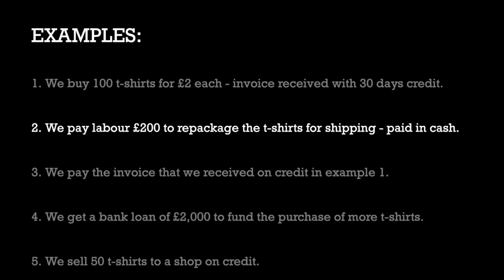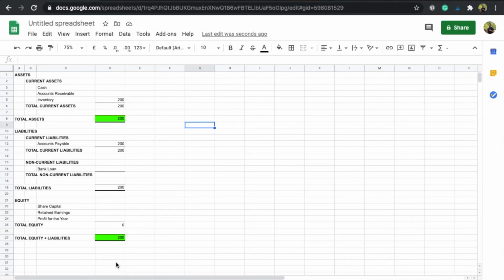For example 2, we pay labour £200 to repackage the t-shirts for shipping, and we pay this in cash. It's really important to note that our profit for the year is our link between our profit and loss and our balance sheet. So although the labour cost is going to go down as an expense, which will be our debit, it's really important to understand that this will go into our profit for the year under equity, as well as hit our profit and loss, as these are two separate statements. So we're going to put in £200 into our profit for the year, and it's going to come out of our cash as a credit because we're reducing our assets because we've just paid labour.